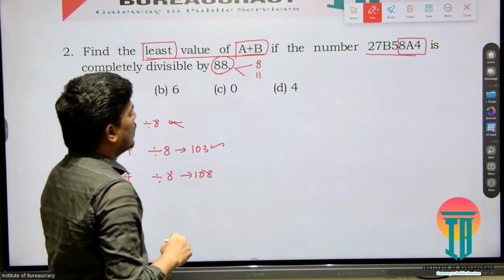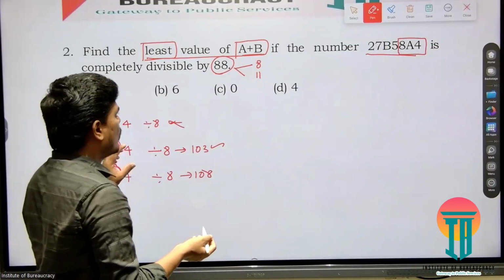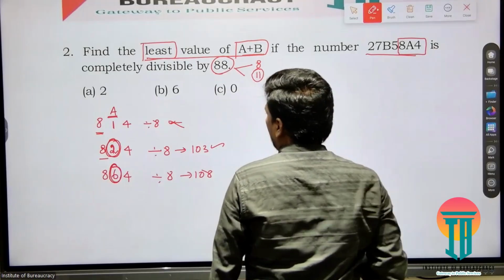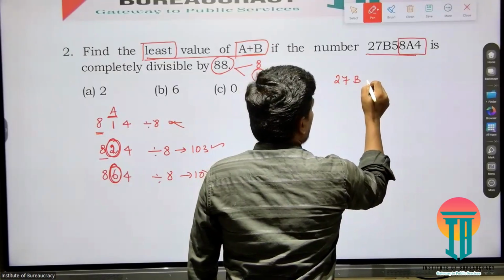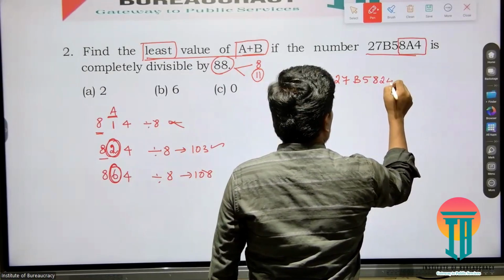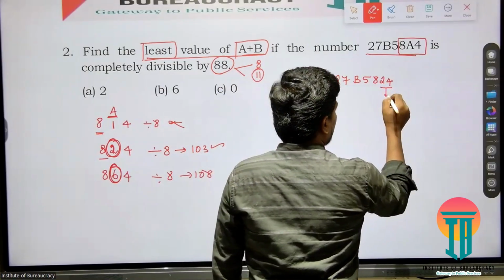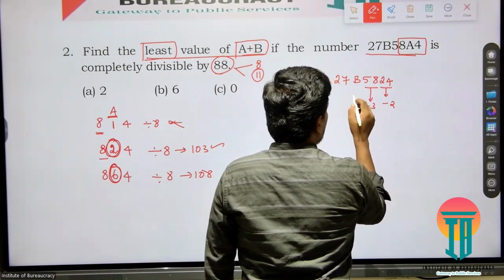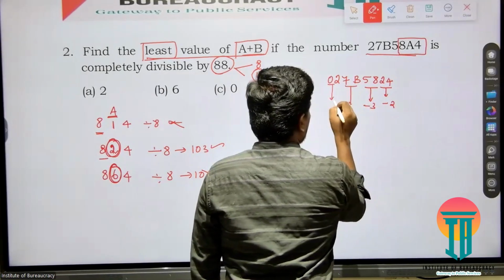Now, having these two possibilities for A, let's go for finding the B value. For finding the B value, I have to make use of the 11 divisibility test. Now I will fix here 2, 7, B, 5, 8. So if I go with 2, 4, now divisibility test for 11: find the difference. Here the difference is -2. Here the difference is -3. And here the difference, we don't know. But if we put 0, the difference is going to be -2.